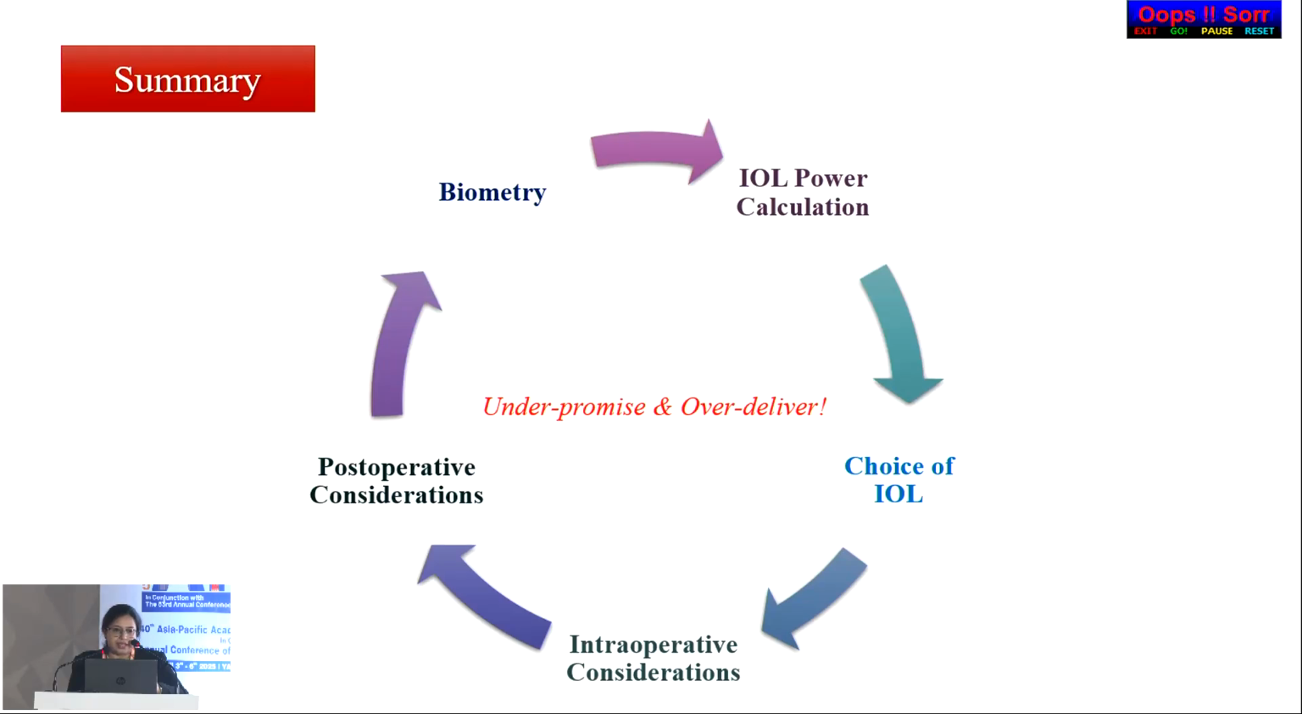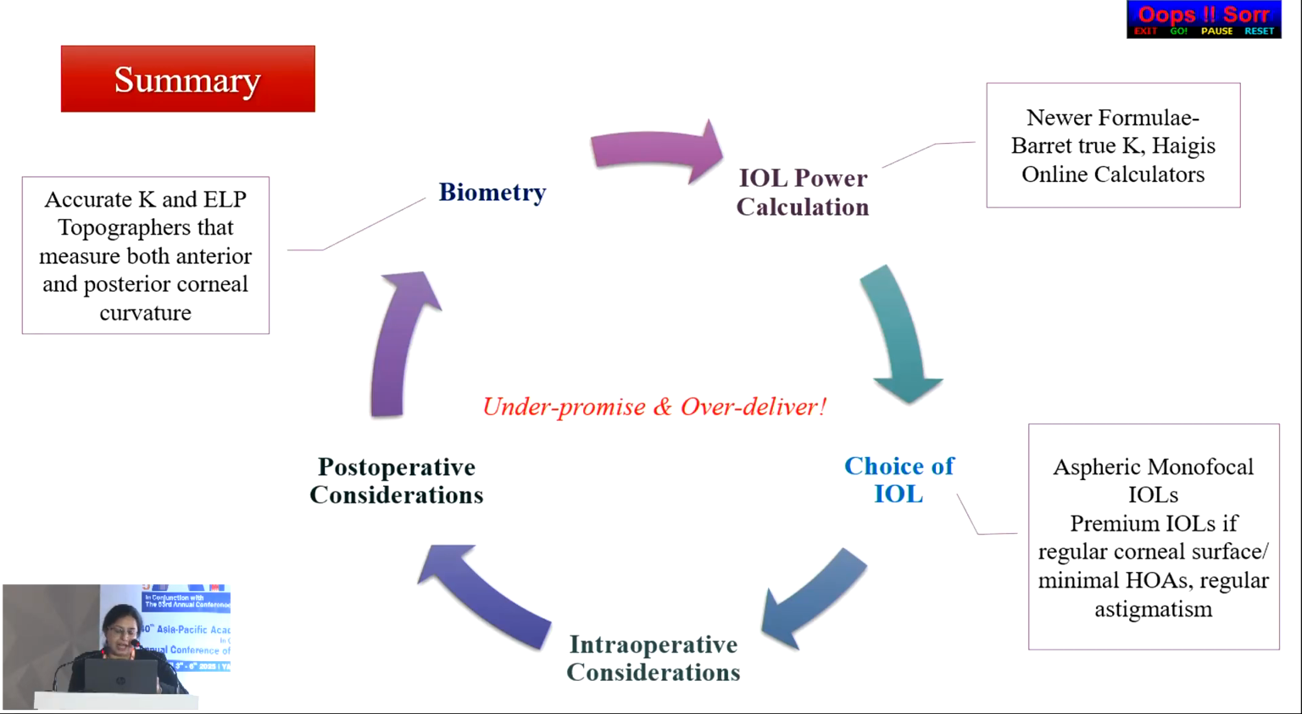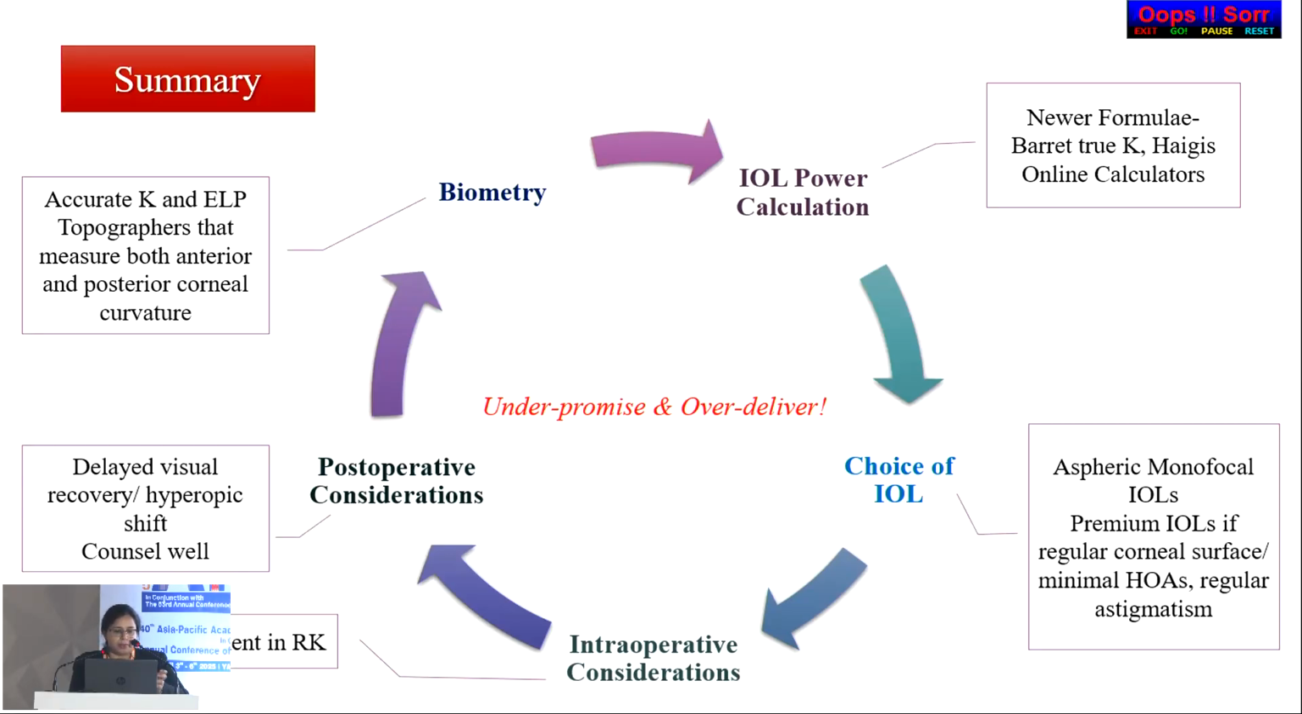So to summarize, biometry is challenging. For IOL power calculation, prefer monofocals, toric for regular astigmatism, and avoid multifocals in post-RK. Intraoperatively, incision management is a challenge in post-RK cases, and phakic IOLs have to be tackled before you can proceed with phaco. Post-operatively, delayed visual recovery may be present. Counsel well, under promise and over deliver.